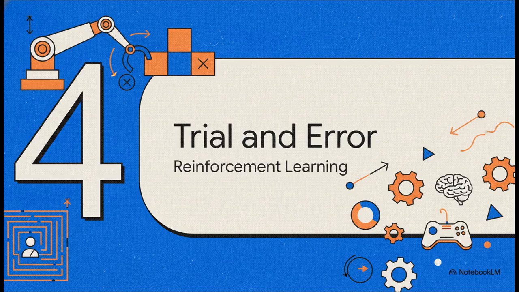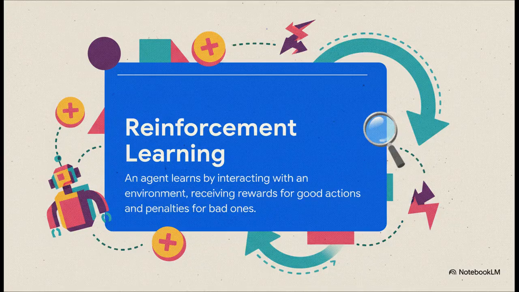So far, all the methods we've talked about deal with data that just sits there, waiting to be analyzed. But our 5th and final approach is completely different. This isn't about learning from a static data set. This is about learning by doing, by interacting with the world and learning from your mistakes. This is reinforcement learning.